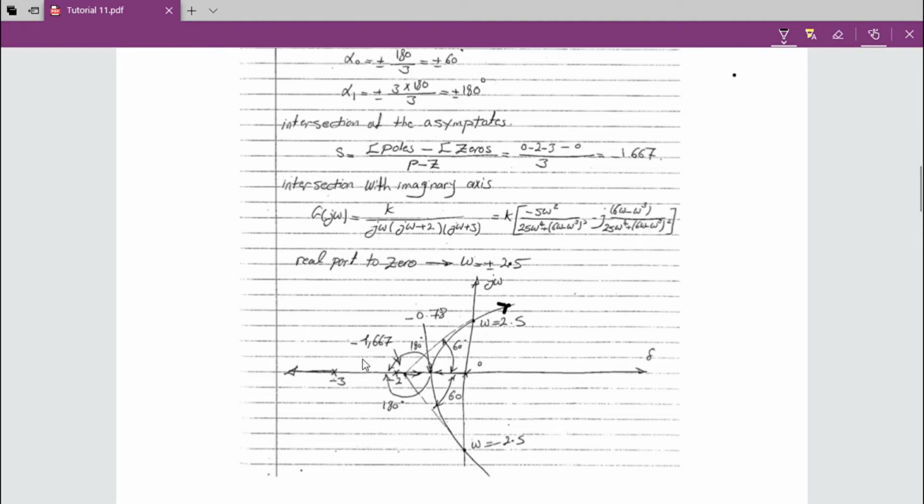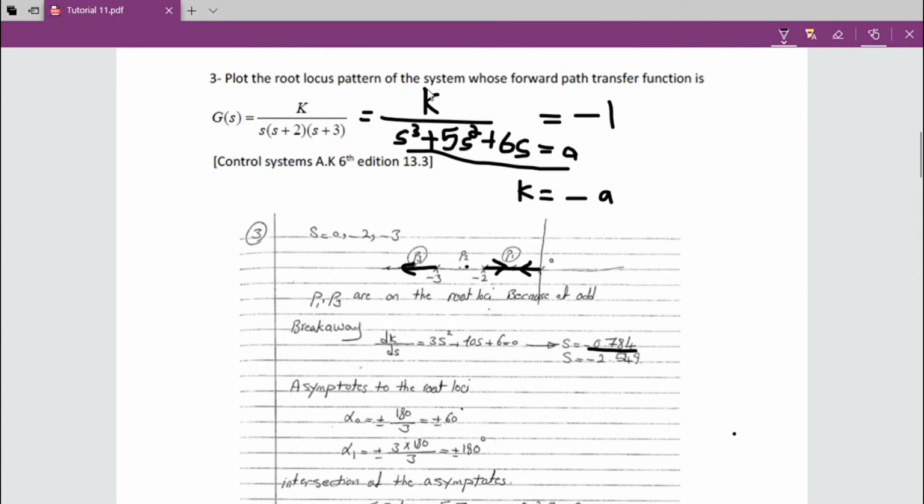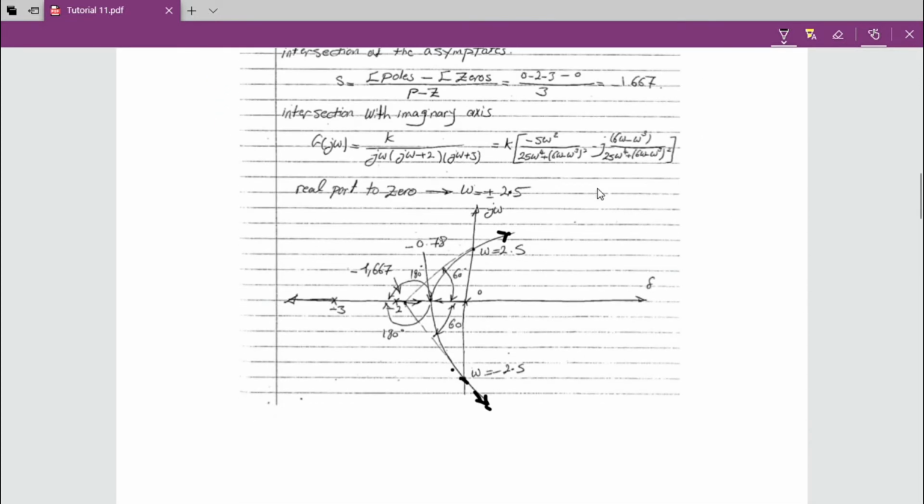Likewise, it is symmetric about the real axis, so the pattern will be something like this, right? And for your asymptote, you make sure it does not touch the asymptote. It is closely following the asymptote, right? So your root locus pattern for this particular transfer function is something like this, right?